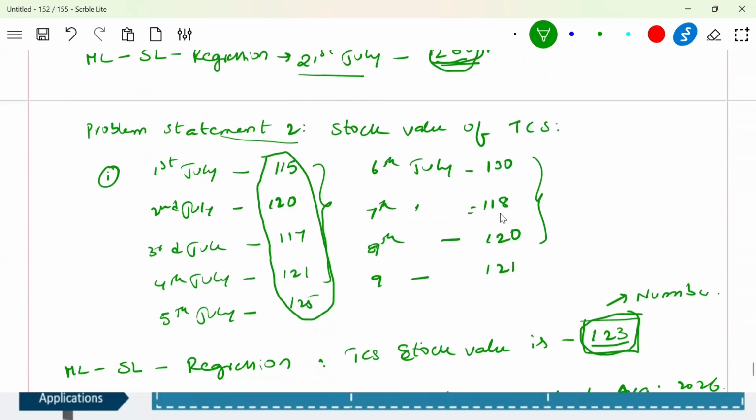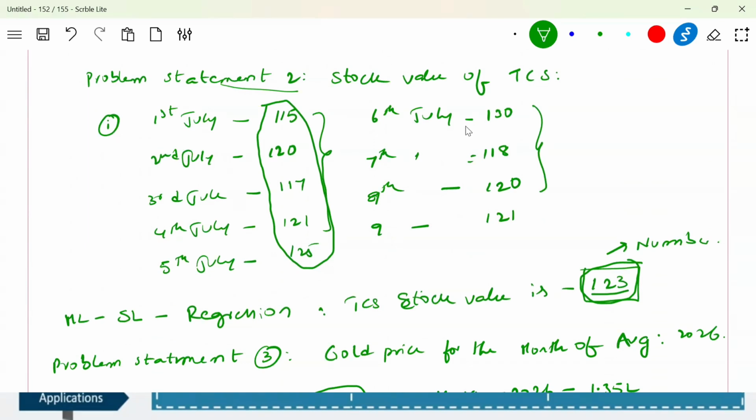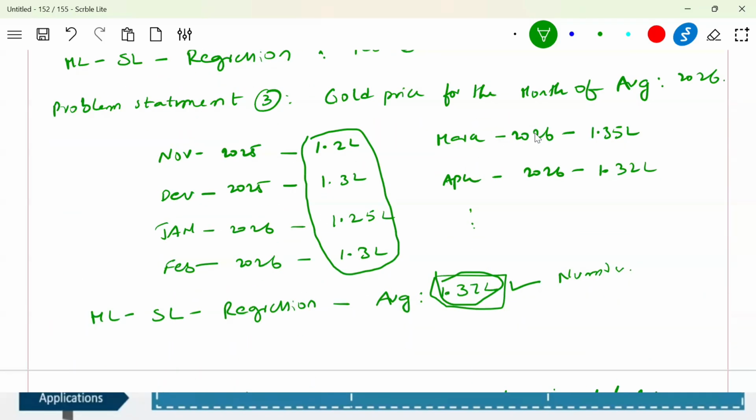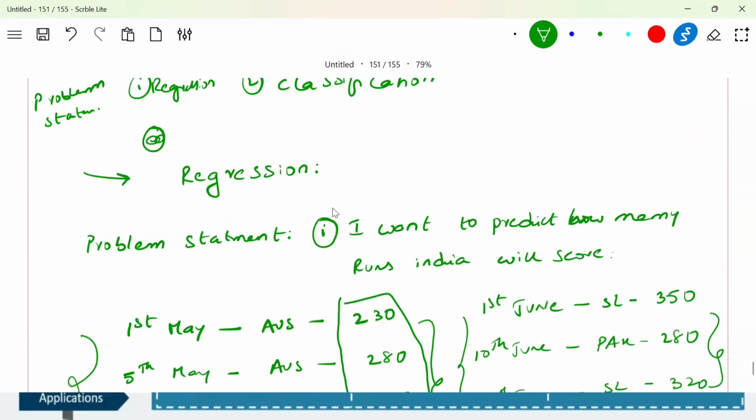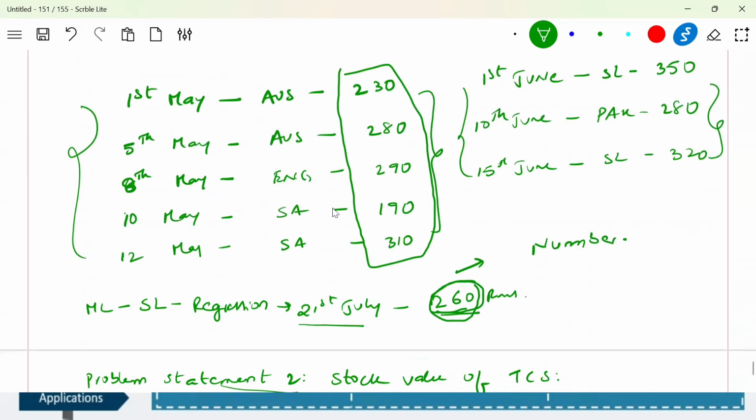Let us take another example. Suppose I want to find out what the stock value of TCS is going to be today. For that, I'm taking past 15 days, 20 days or 1 month of TCS stock value data and predicting what the value is going to be. The value is a numeric, a number. Suppose you want to predict what the gold price is going to be. I'm taking past 6 months of gold price data and finding what the price is going to be. The output is again a number. So when the output is in the form of a number, we use regression. Regression deals with output in the form of a number.